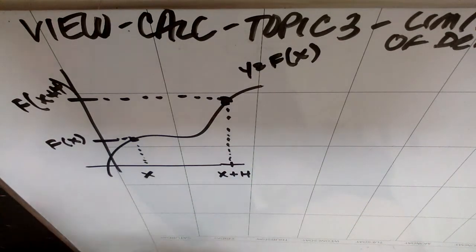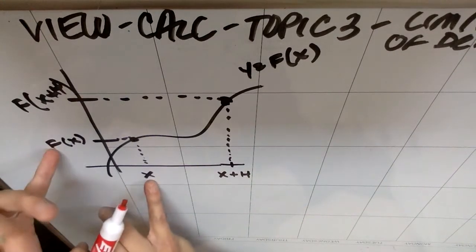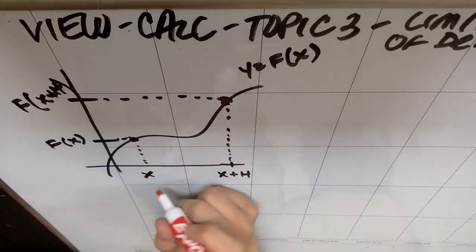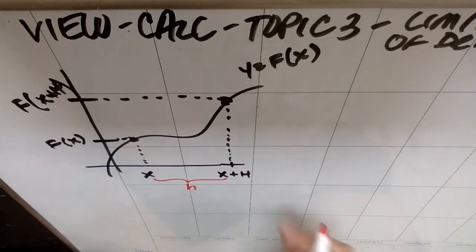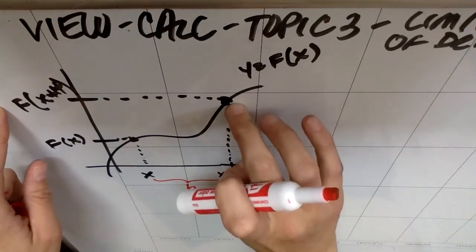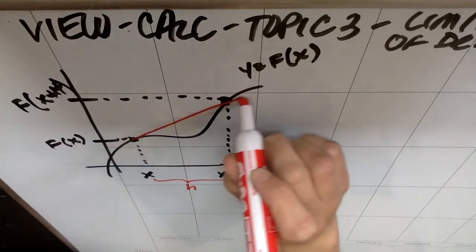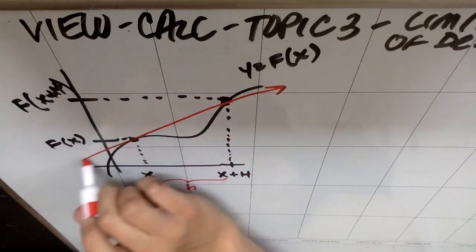So we have this curve, y equals f of x, a random curve that I just drew, okay? And I've labeled 2 points on here. I've labeled the point x comma f of x, and the point x plus h, meaning that this point is h units away from the other spot, right? And so x plus h comma f of x plus h.